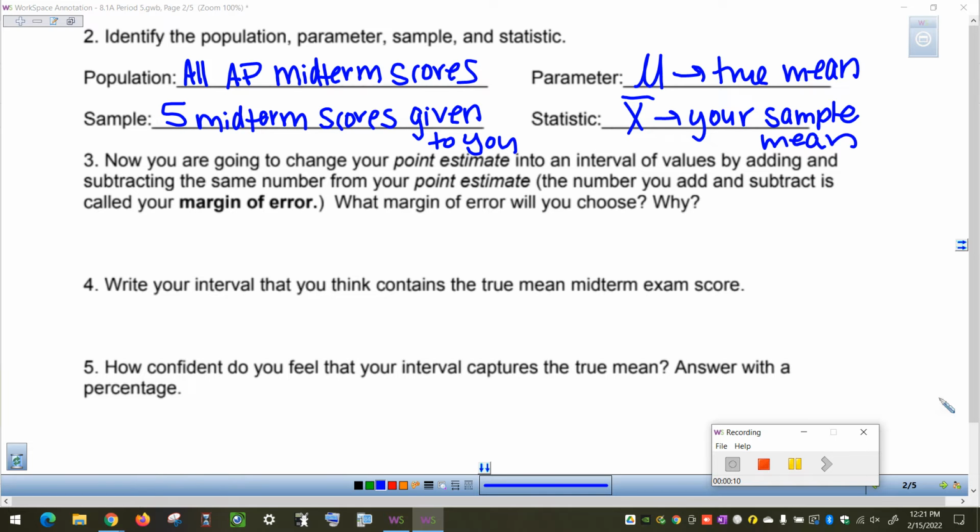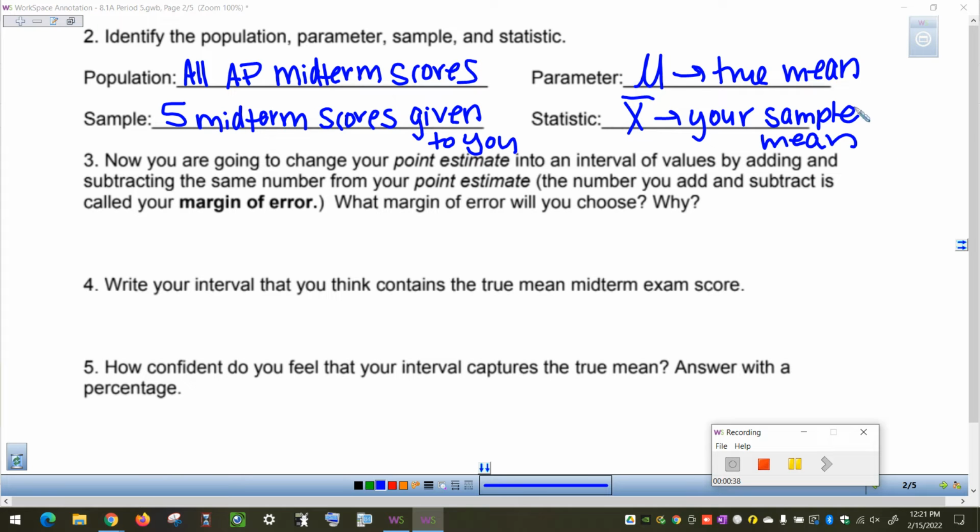Now the parameter is a measure from the population, and we're not sure what the parameter is yet. So we're going to use the symbol mu to represent the population mean. That's just the true mean, the actual mean from all 60 of these test scores. And we don't have an actual number to fill in that position yet. That is kind of the whole point of what we're looking at today. We're trying to estimate what the actual true mean is by figuring out an interval that we think contains that mean.